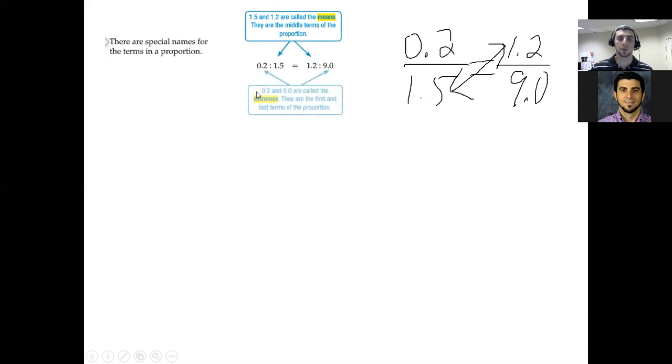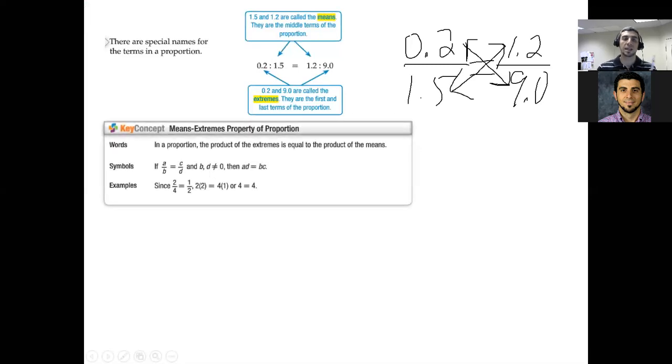The outside numbers are called the extremes, and they are the first and last terms of the proportion, and that would be the top of the first and the bottom of the second, numerator of the first and the denominator of the second. You see how they make a cross when you set it up as a fraction? Okay, so the means extremes property of a proportion: in a proportion, the product of the extremes is equal to the product of the means.